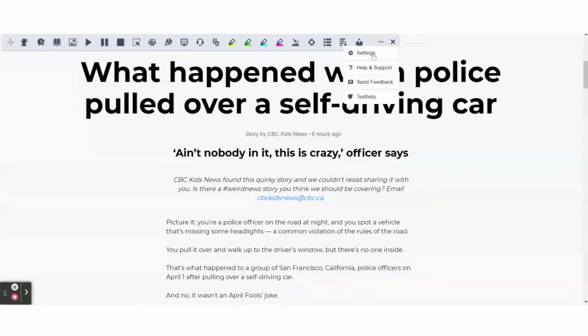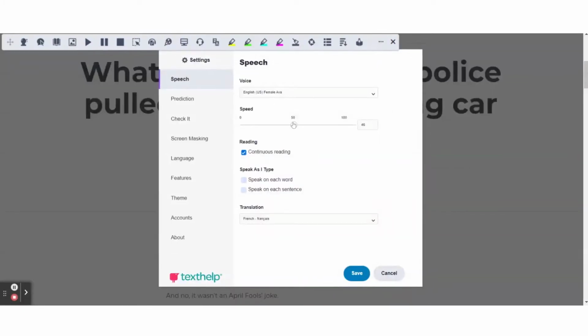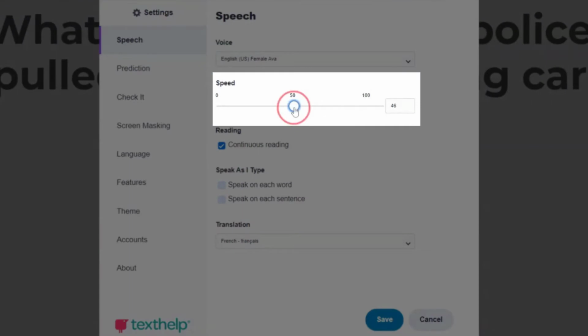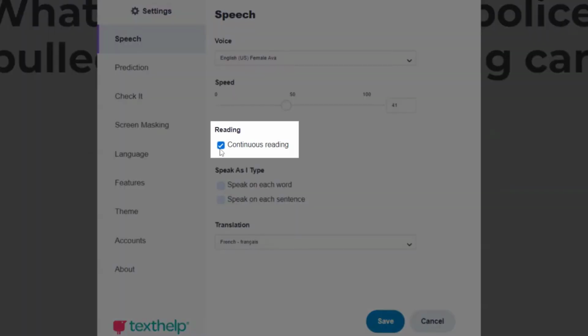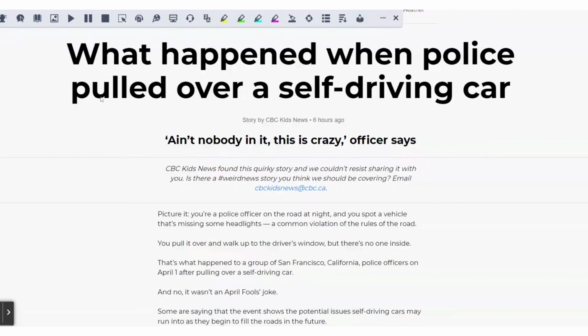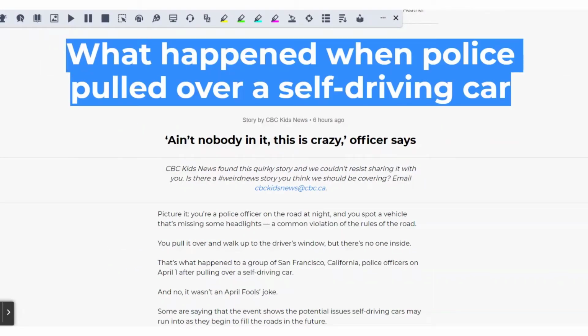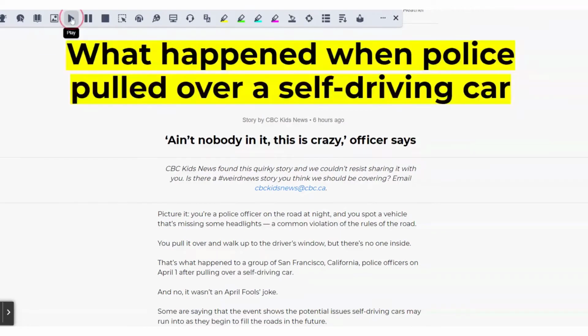Speed can be adjusted on an individual student's account. This is especially beneficial to our second language learners, as you tend to process your second language slower than your first. In addition, students who need more time to process oral language can turn off the continuous reading function, which will allow them to read the text one sentence at a time.